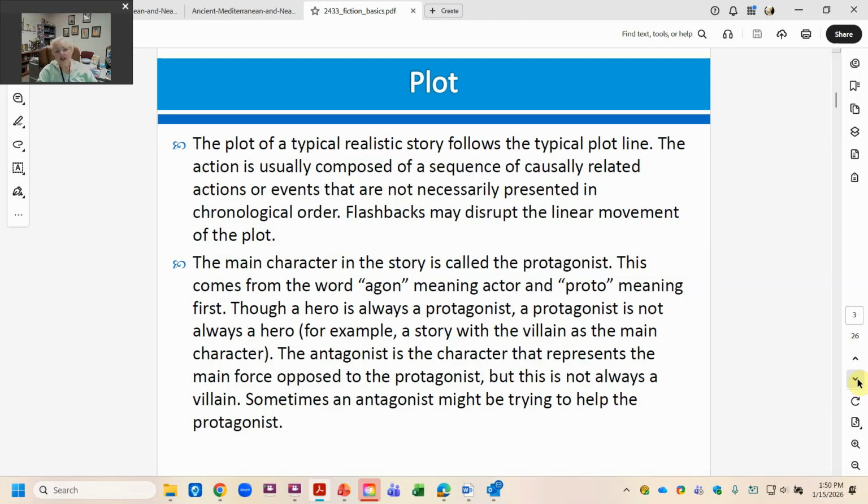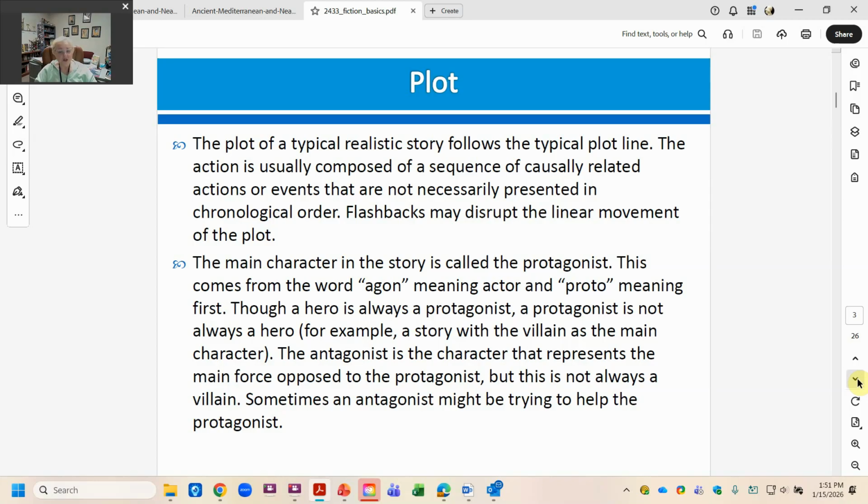The main character in a story is called a protagonist. The word agon comes from the Greek that means actor, and proto means first. So, first actor, who is the main person. Now, realize that a protagonist is not necessarily a hero or a villain. A protagonist is just who the story is about.